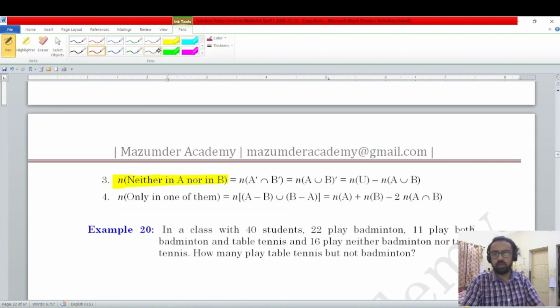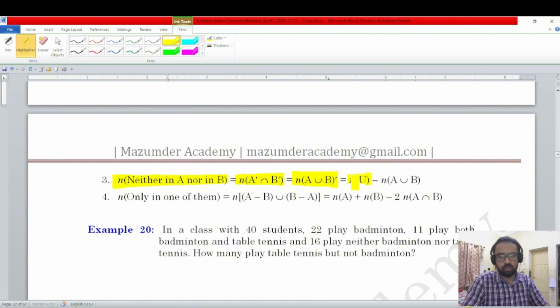So basically it will be the cardinality of, in two forms you can write using De Morgan's law, A complement intersection B complement, or you can write the cardinality of A union B complement. That means outside their union. How to calculate it? The number of elements in the universal set minus the number of elements in their union.